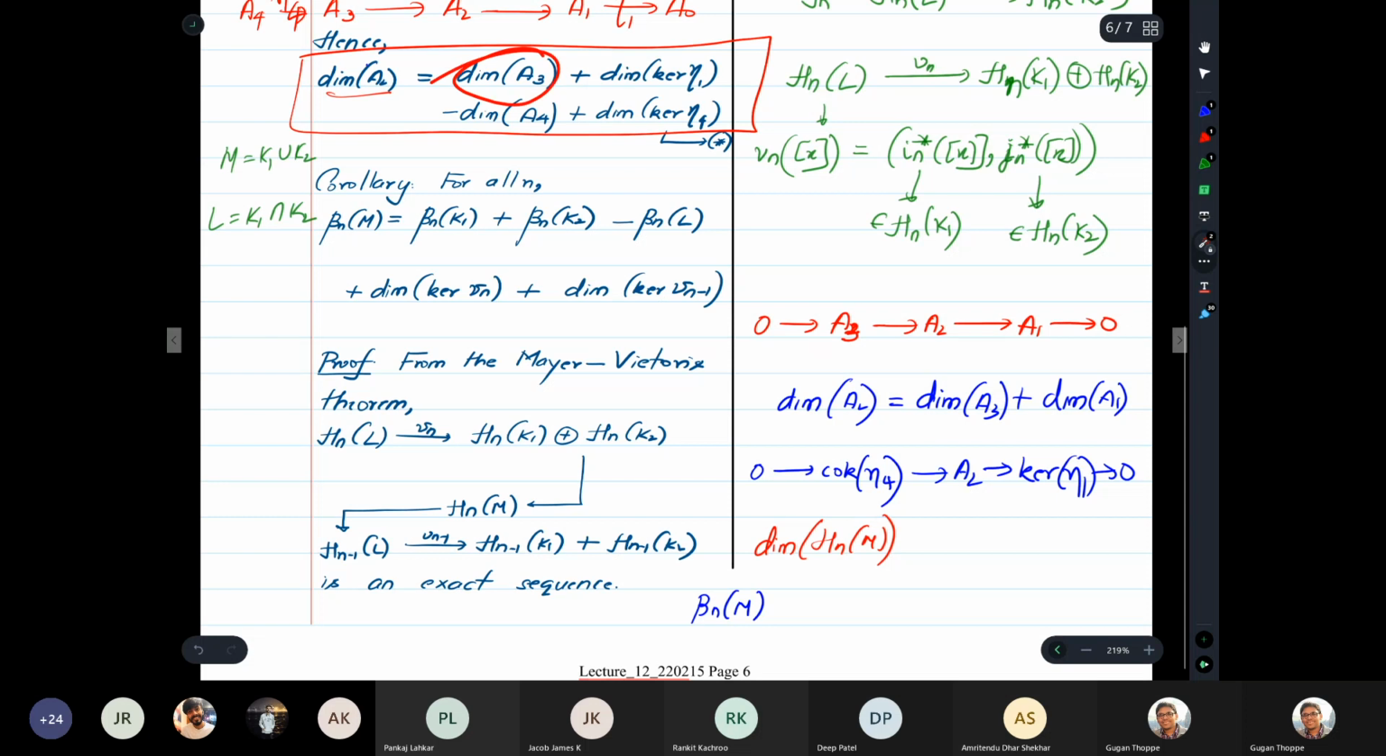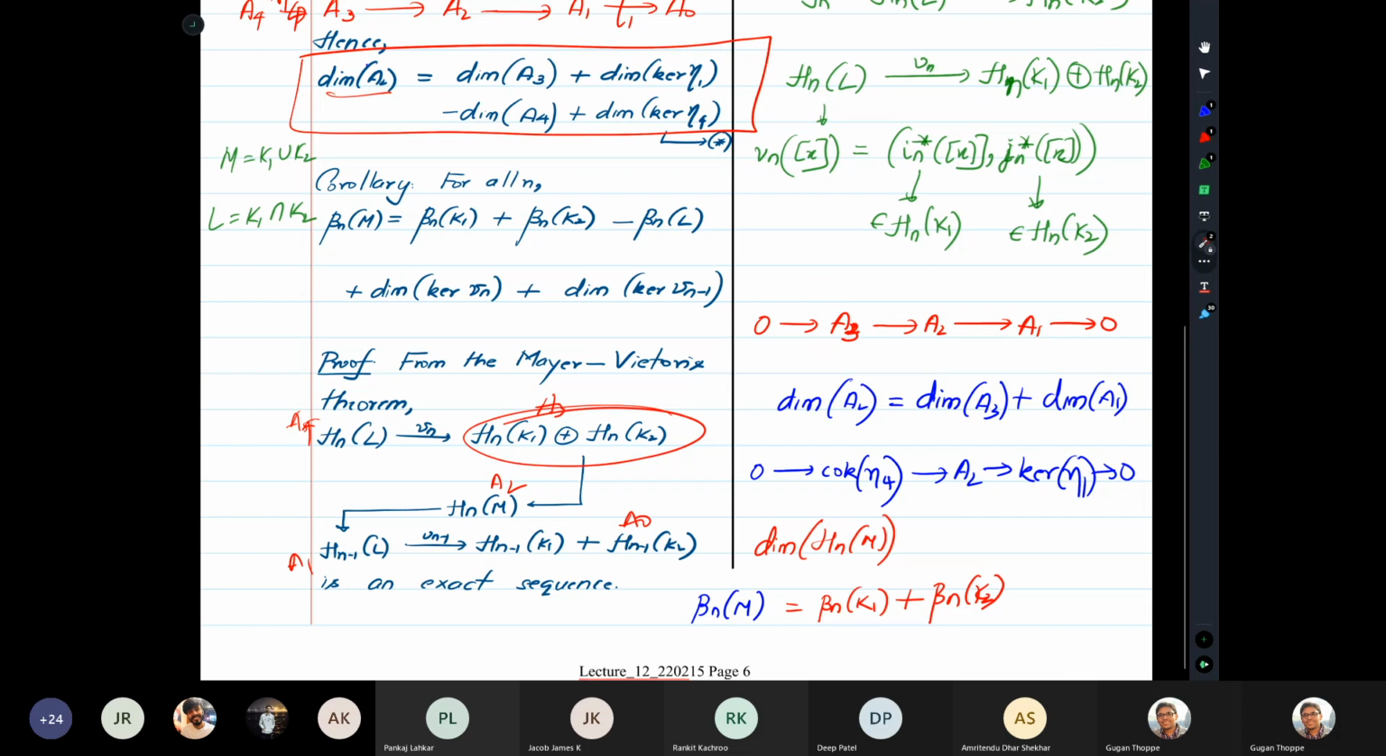Then you have dimension of A3. This is A5, this is A4, this is A3, this is A2, this is A1, this is A0. So what is dimension of A3? Now, if you have a direct sum of two vector spaces, then the dimension of the direct sum equals the sum of the dimensions, right? Consequently, the dimension of A3 must equal beta n of K1 plus beta n of K2, right? Now let's see what this is. This is dimension of kernel of eta 1, right? So eta 1 is what appears over here. This is precisely what will lead to the dimension of kernel of nu n minus 1, right? And similarly, you have this kernel of eta 4.